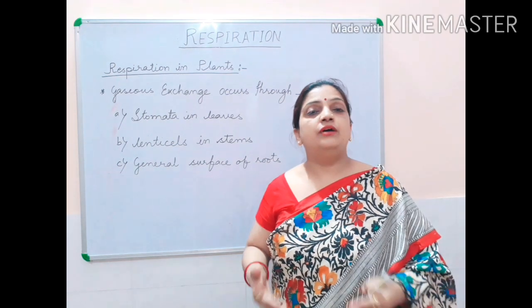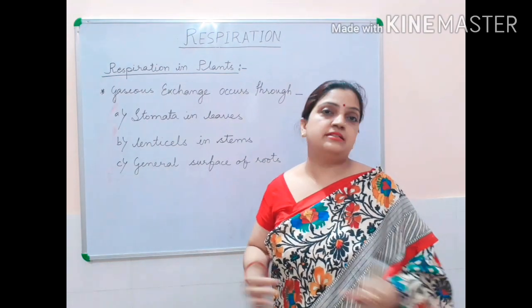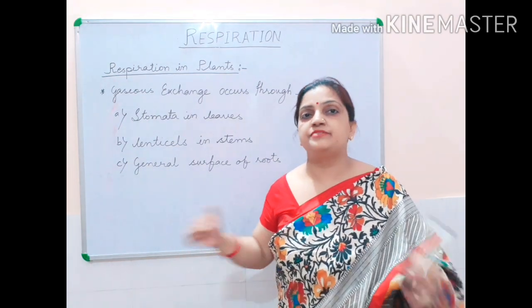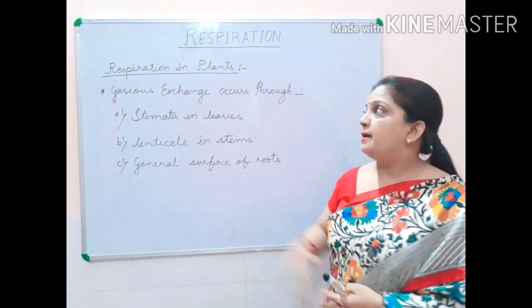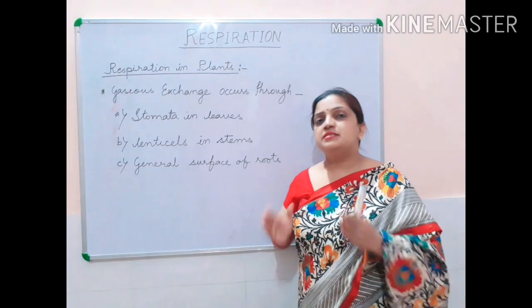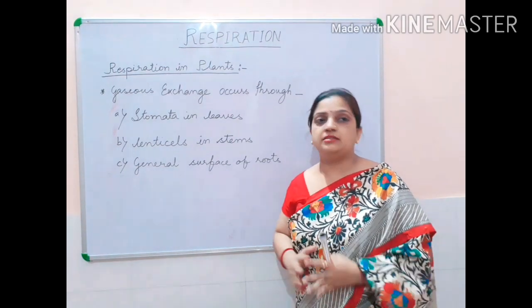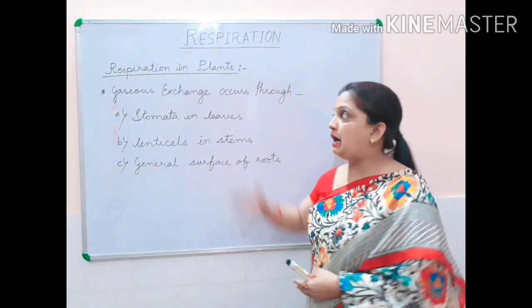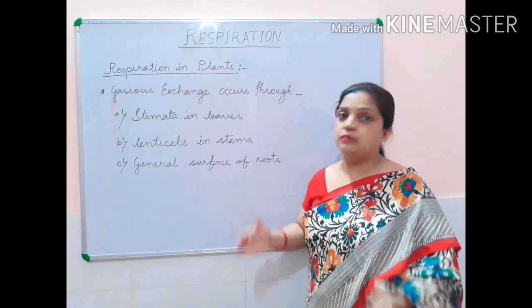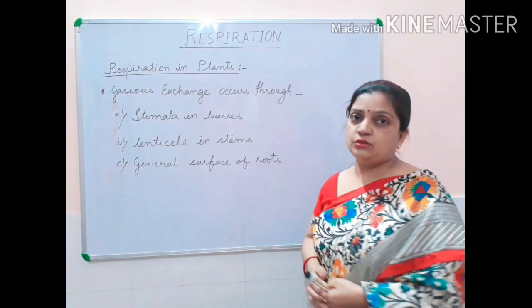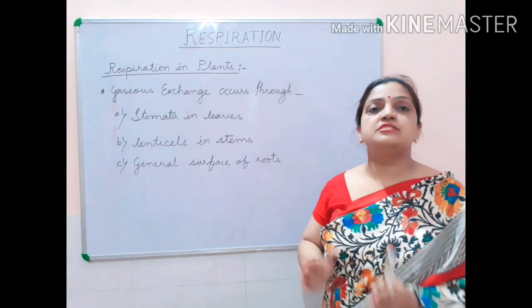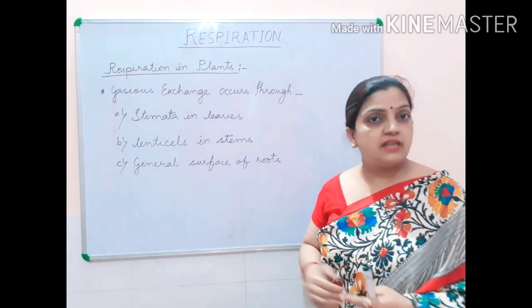Different living organisms have their own different respiratory systems through which they respire, through which they breathe. But in the case of plants, simple gaseous exchange occurs. And how is this process completed in plants? For that also, various parts are available in plants.